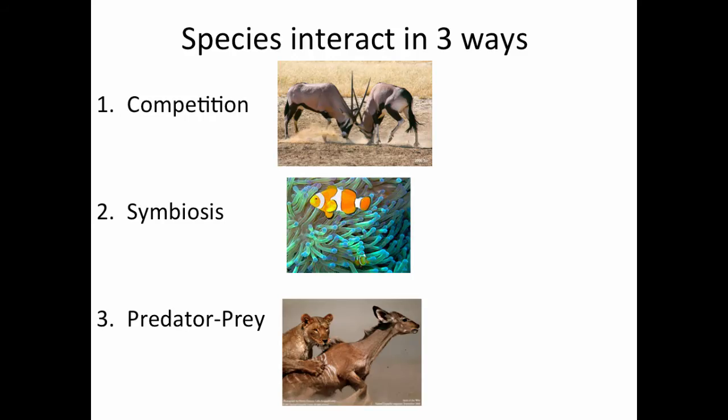Okay, so let's talk about how species interact. They can interact in 3 ways, and you definitely need to know these 3. Competition, which we kind of already talked about, symbiosis, and predator and prey. Symbiosis is pretty much going to be the new one for us to discuss.